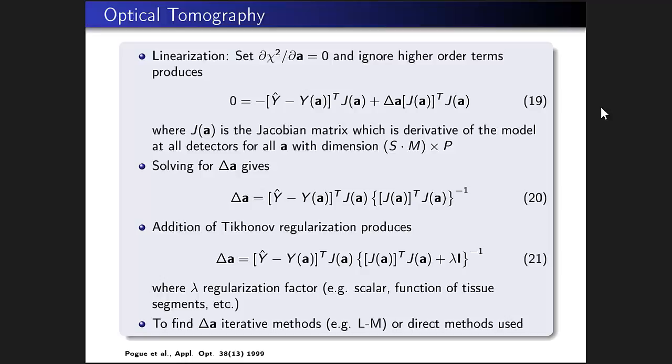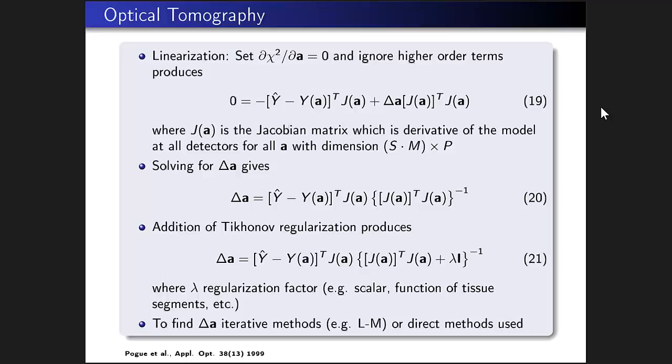And in this equation, J is the Jacobian. It's the derivative of the model at all detectors for all the parameters. So it has dimension S times M, the number of sources times the number of measurements, detectors, cross P, the number of parameters. And if you solve this equation for delta A, you get something that looks like this. Notice that you have the Jacobian transpose Jacobian, and you're trying to take the inverse. This is where the problem lies.